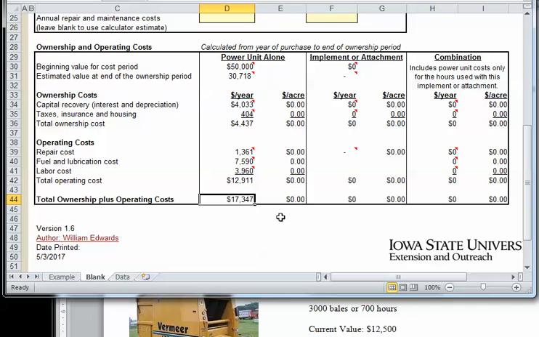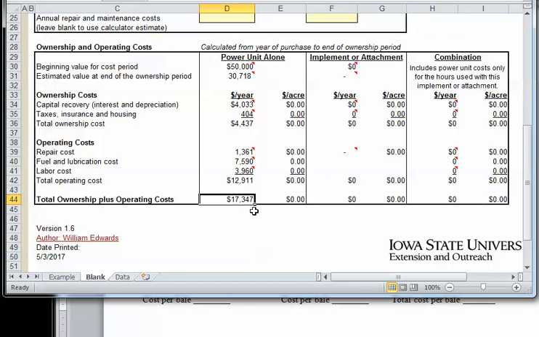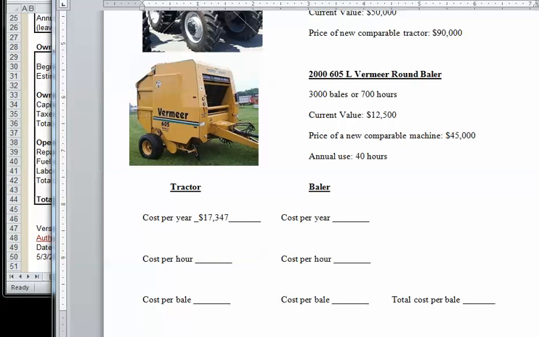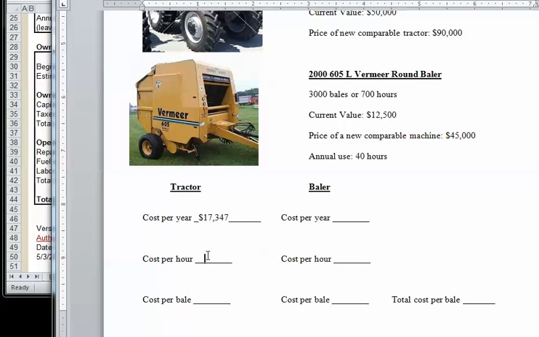total ownership cost of this tractor is $17,347. Now you would put that right there. To figure out the cost per hour per year, you just simply take that total cost and divide it by total hours for the year, and we say right here 300 hours a year. So you take the $17,347 a year divided by 300 hours, $57.82. Sounds very expensive.